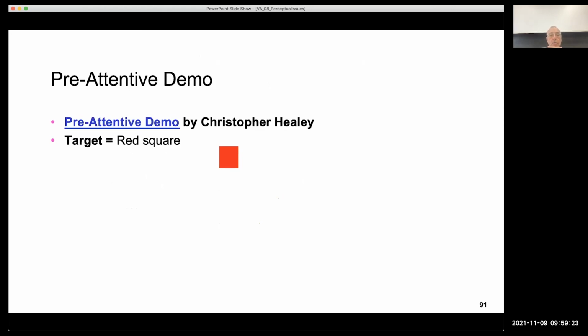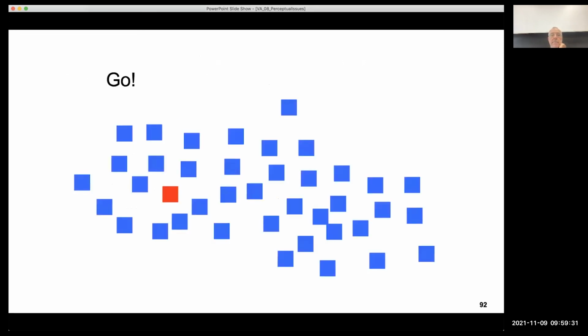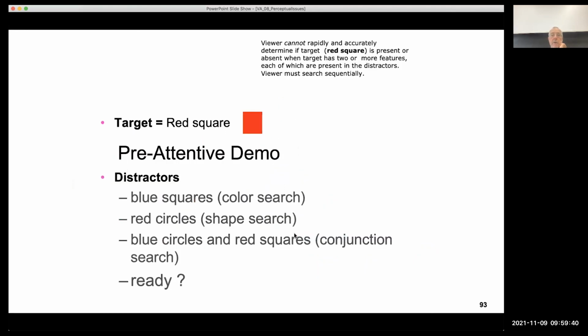I give you this example. You have to look for a red square. Are you ready? How long does it take? You do that in a while because red is pre-attentive. Now you are still going for a red square, but we will have blue squares. So we have a color search, and we will have a red circle, in which we go for shape search. Both of them are pre-attentive.